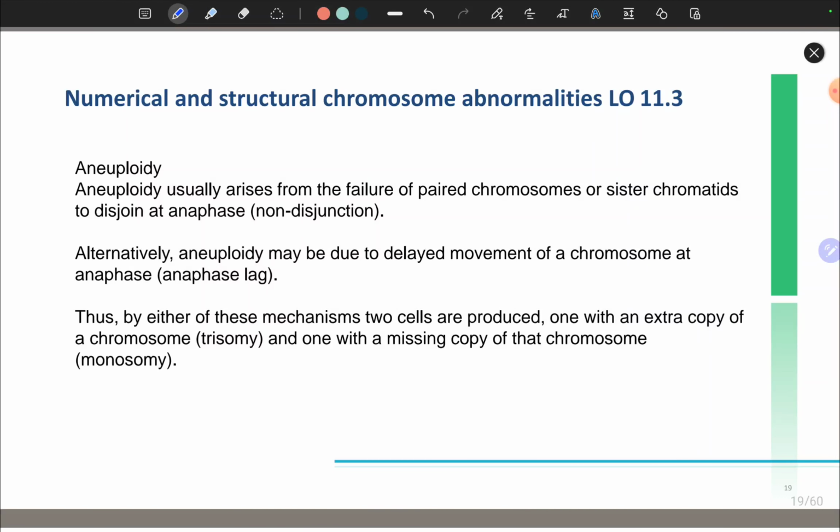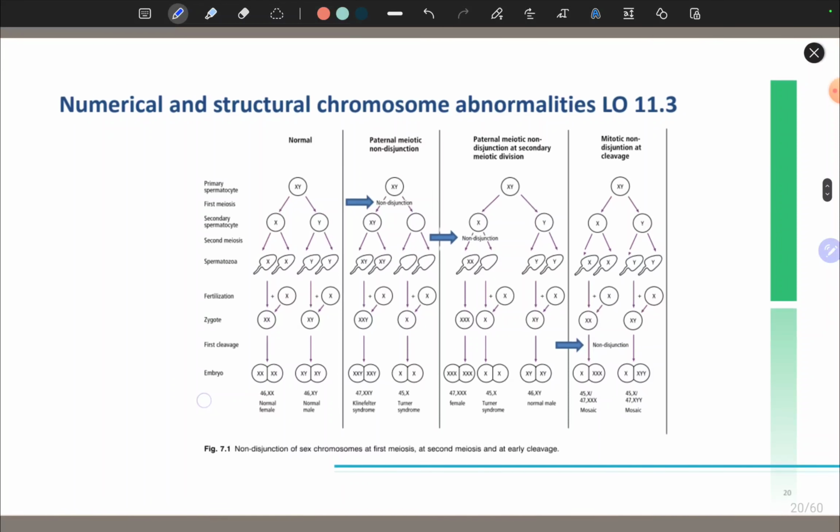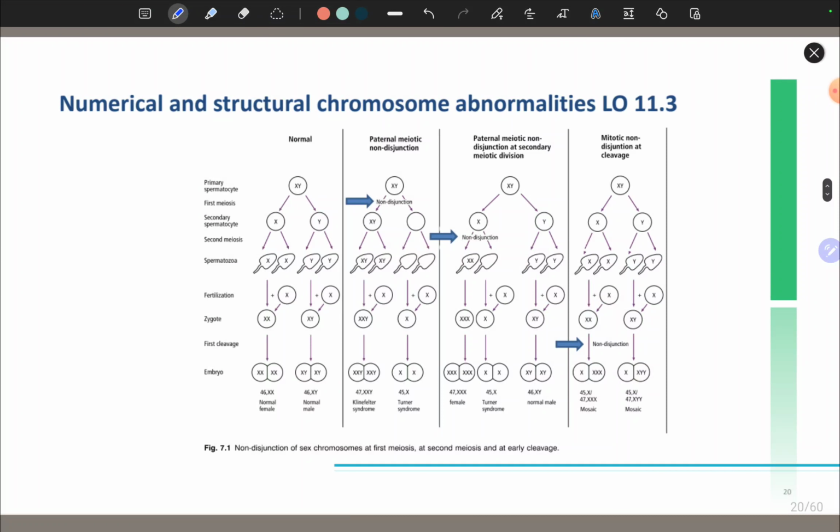Alternatively, aneuploidy may be due to delayed movement of a chromosome at anaphase. Thus, by either of these mechanisms, 2 cells are produced, one with an extra copy of a chromosome, which we call a trisomy, and the other will become monosomy. So I have put just 2 pictures for you to understand. You go to the picture here, this is a normal one. For example, for the chromosomes.